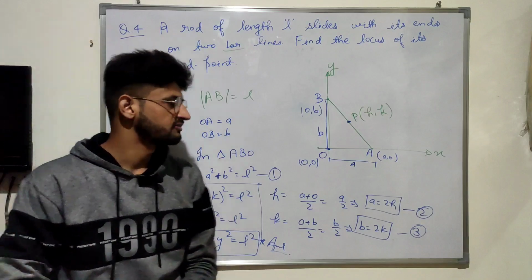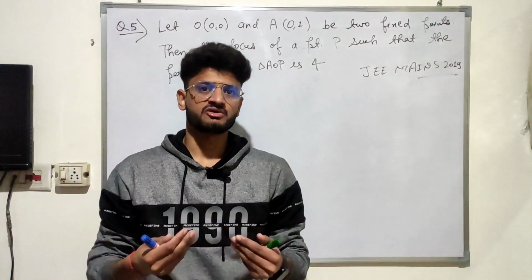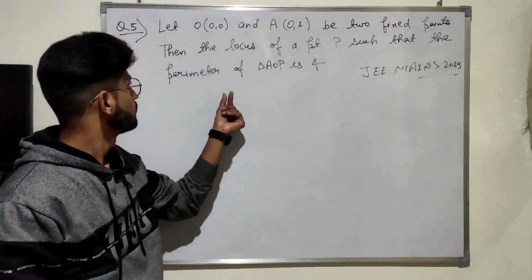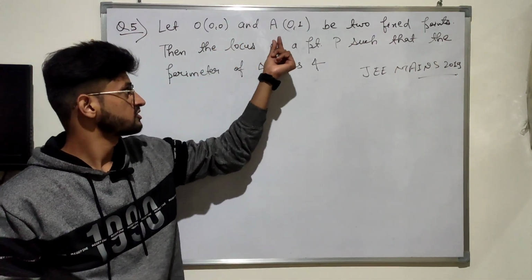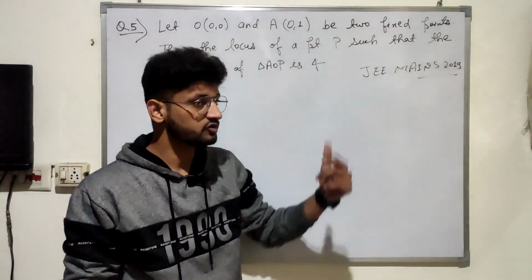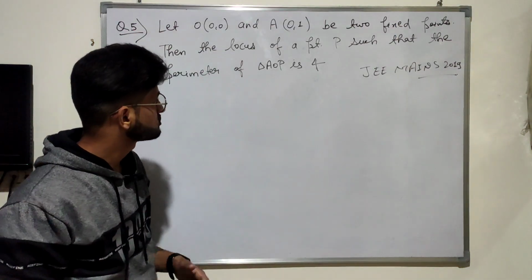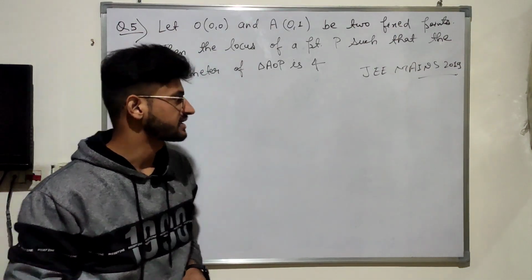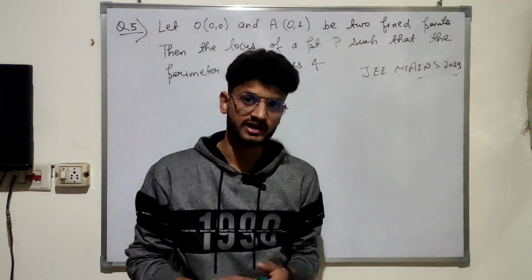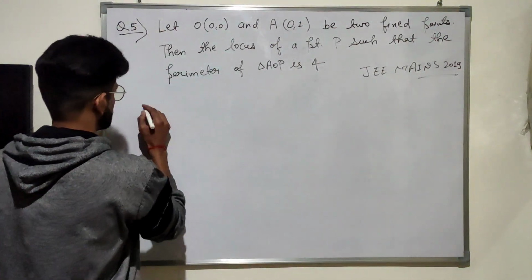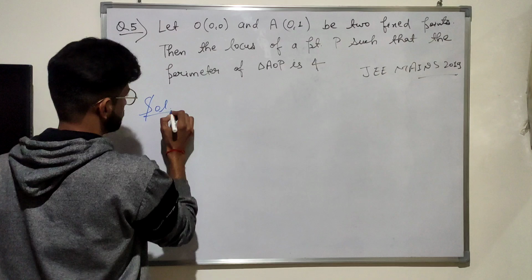This is the question number 4 of locus. So our question number 5 is, let O and A, coordinates of O is 0, 0, that is origin, and coordinates of point A is 0, 1, be two fixed points. Then the locus of point P such that the perimeter of triangle AOP is 4. So this question has already been asked in JEE Mains 2019. So let's see what the solution is and what the approach is, how we will solve it.